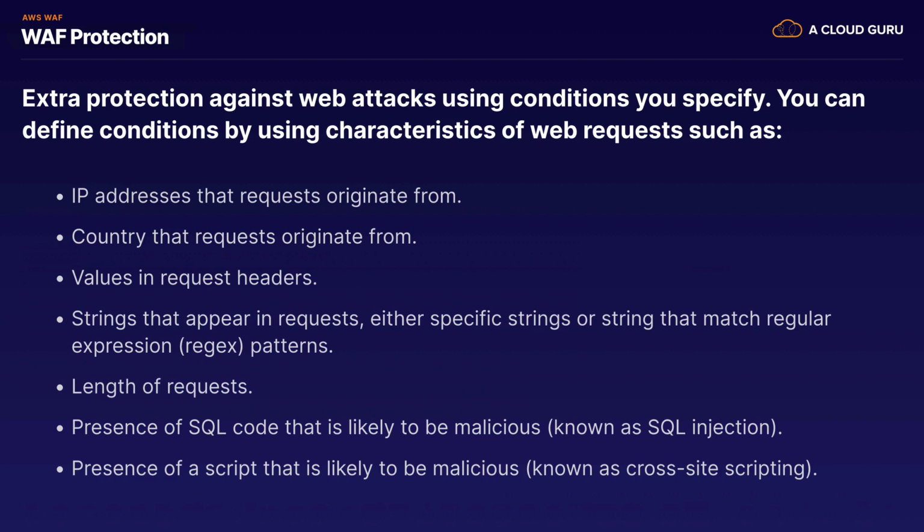Other characteristics include values in request headers, strings that appear in requests, either specific strings or strings that match regular expressions, and the lengths of the request. WAF can also detect things like SQL code that is likely to be malicious, so this will be things like SQL injections, as well as the presence of a script that is likely to be malicious. This is sometimes known as cross-site scripting.